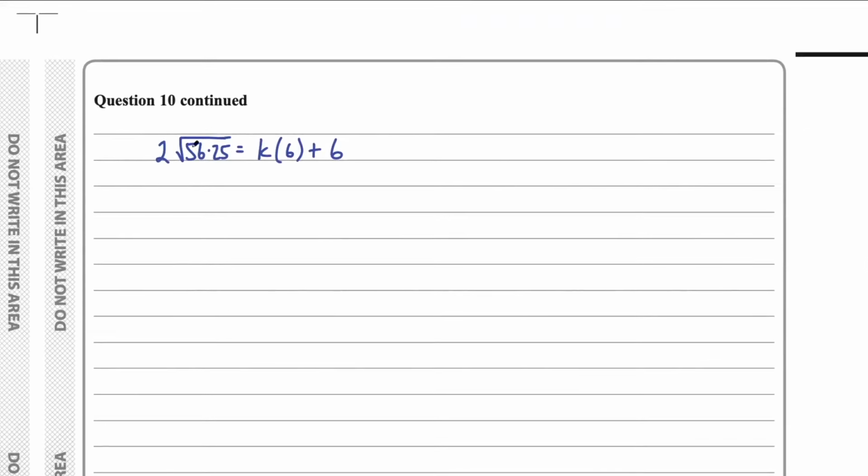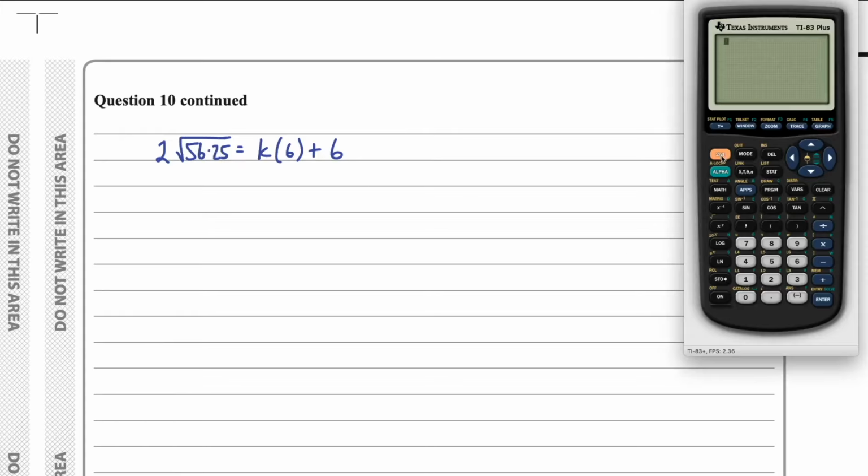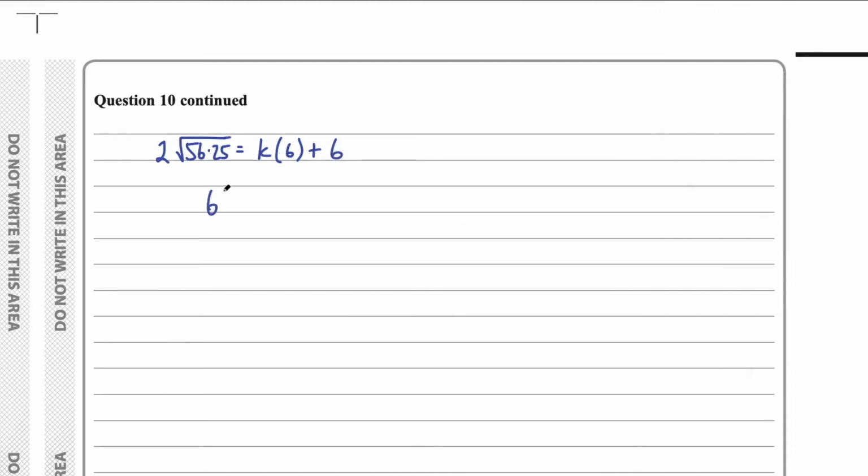Then if you solve this, well, okay, the square root of 56.25, let's figure out what that is. We get 7.5. 7.5 times 2 is 15, take 6 is 9. So we'd have 6k equal to 9, and therefore k is going to be 9 on 6. Divide both by 3, we'd get 3 on 2. All right, so now our equation is 2 root a equal to 3 on 2 t plus 6.